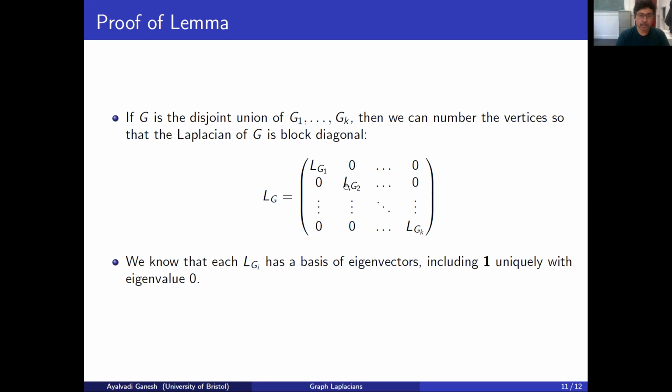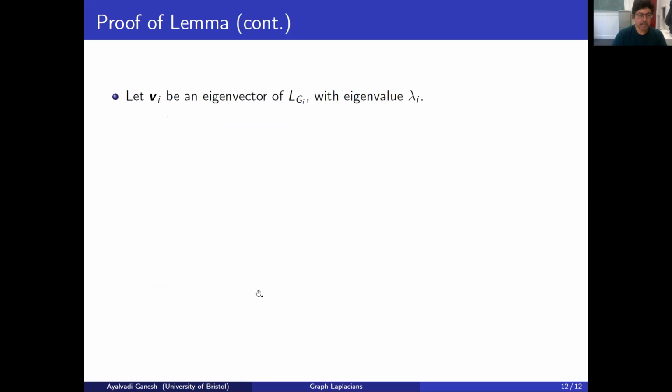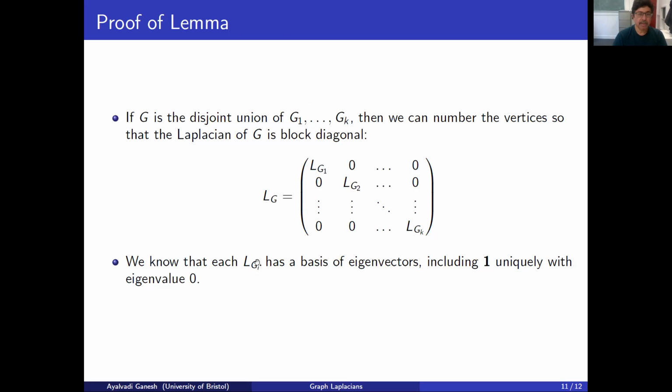We also know a lot about each of these Laplacians because we've just been studying them. This is a Hermitian matrix. It has a basis of eigenvectors, an orthonormal basis of eigenvectors, in fact. We also saw that for a graph, the all-one vector is an eigenvector with eigenvalue 0. So that's true for each of these subgraphs. And in addition, they have a basis of eigenvectors.